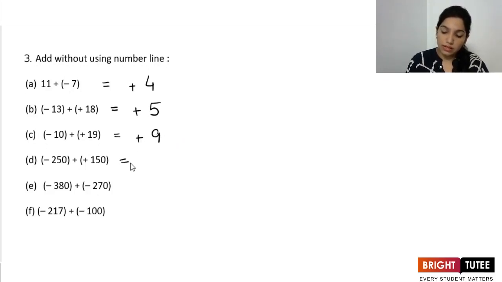The next one is 250 added to plus 150. So it's of opposite signs. The difference between the two is 100 and the bigger number is 250.